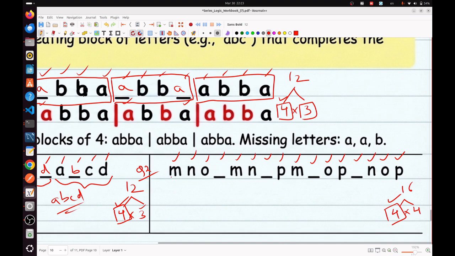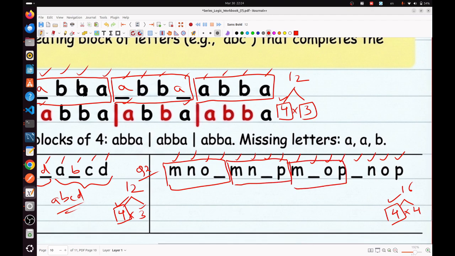Suppose here if you consider 4, then these 4 are in one block, and these 4 you can split, and these 4 letters also you can split. By looking at this you will get some pattern. Here M N O is there and here M N is there, so O goes here, then we can write M here. Here we have P, you can write P here, right? So the pattern matches like this: M N O P, M N O P. Similarly here also M N O P.